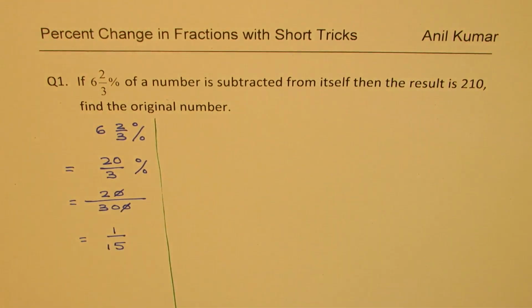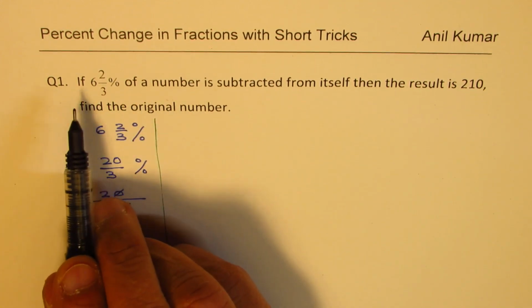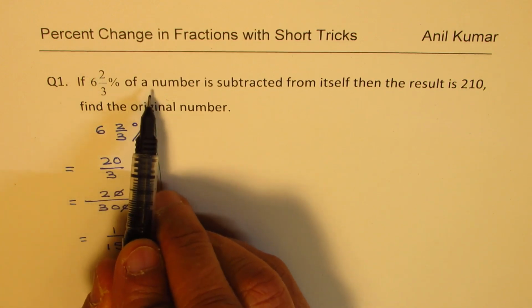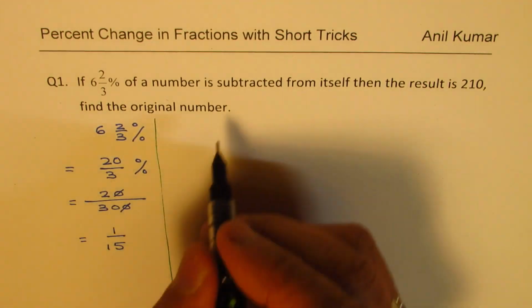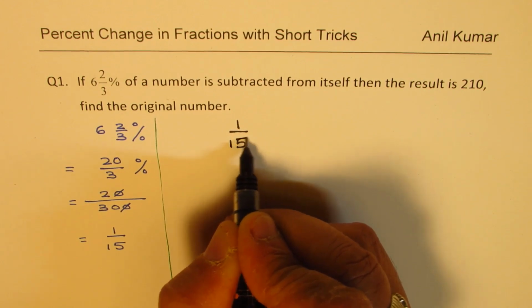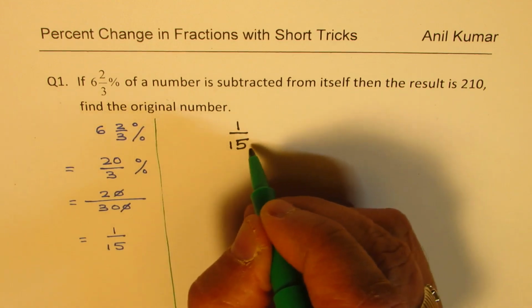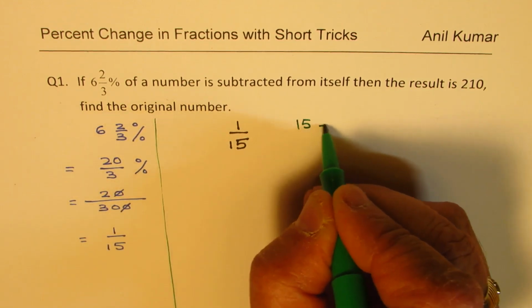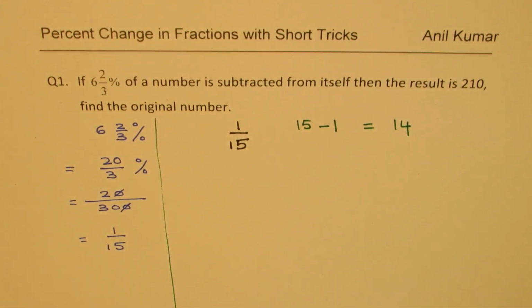So the first step is to get your equivalent fraction. Now, we'll work with this fraction. When we say 6 2 by 3%, the question is, if 6 2 by 3% of a number is subtracted from itself, we know the operation is being done on the fraction 1 over 15. Now subtracted means take away, so we'll do 15 minus 1. 15 is the original number. What do we get? We get 14 as the result.